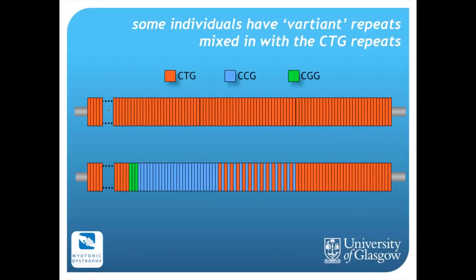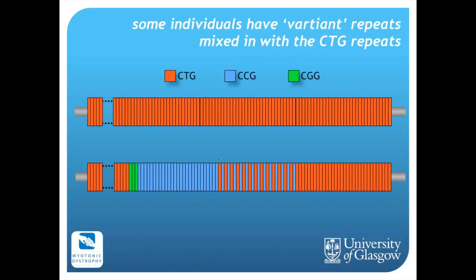What we now know is that there are a subset of individuals with myotonic dystrophy where they have an additional type of mutation. So as well as having lots of CTG repeats, they have some other sequences that are also represented within the CTG array. And this illustrates one pattern of what we call variant repeats, where it's not just CTG repeats. In this case, it's CCG triplets in here, and also a few CGG triplets in here, and another region here where we see CTG followed by CCG a number of times.